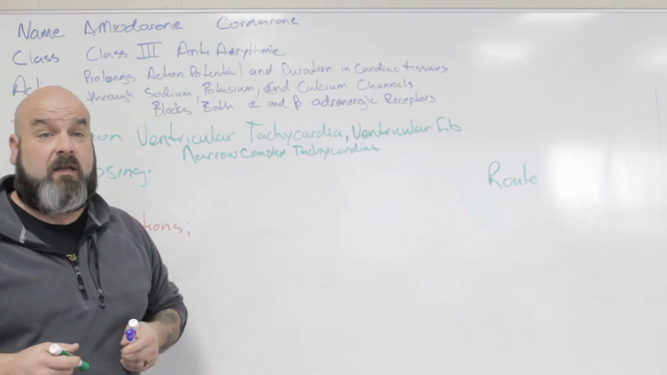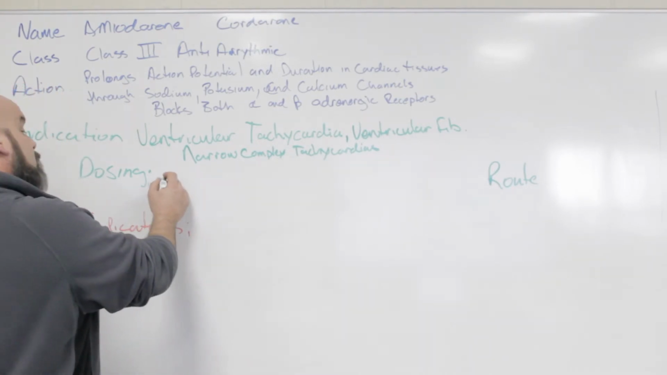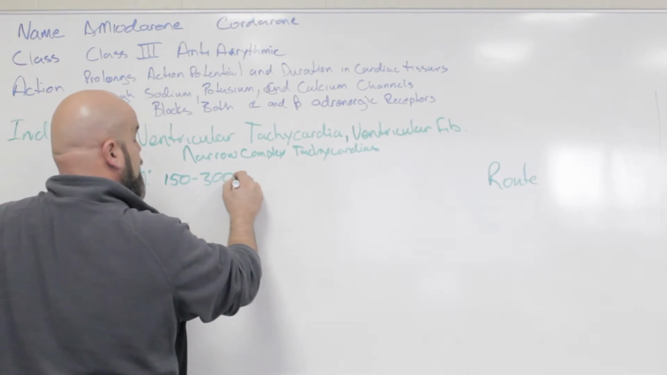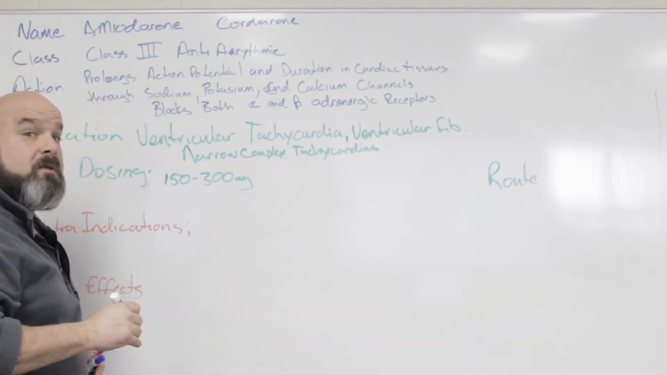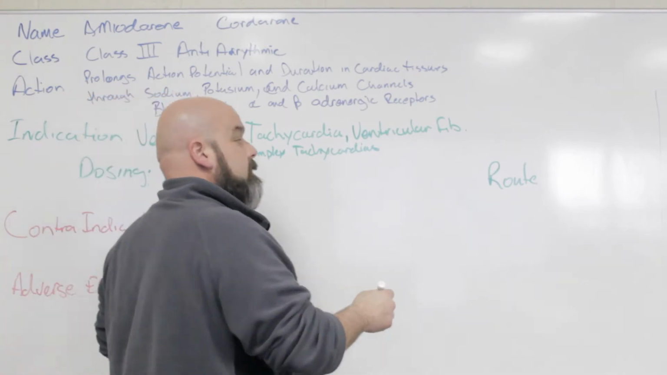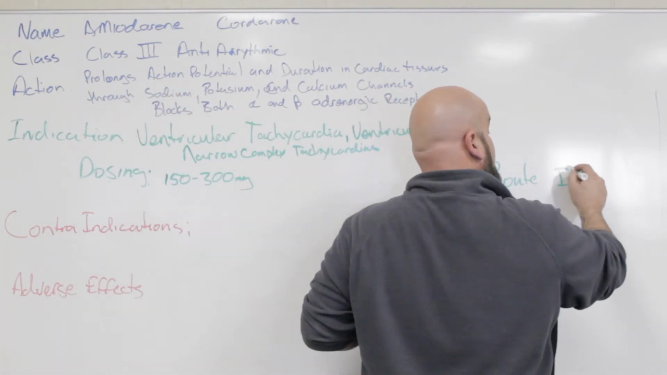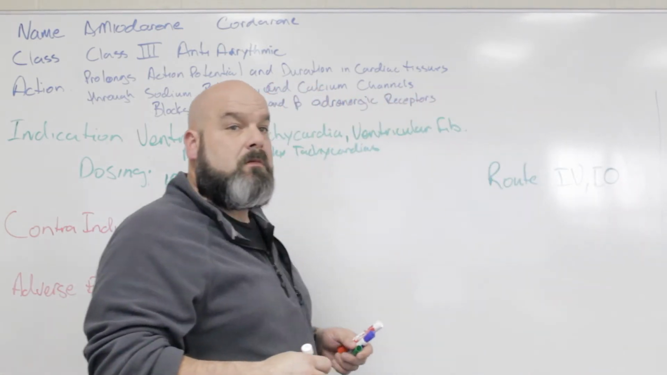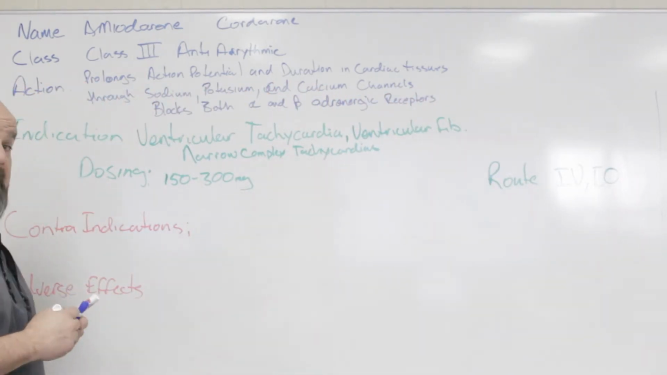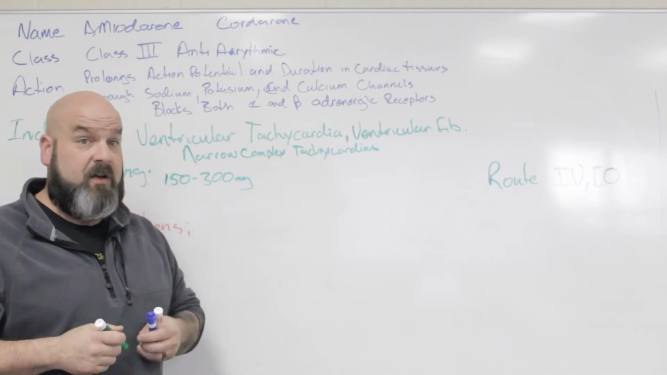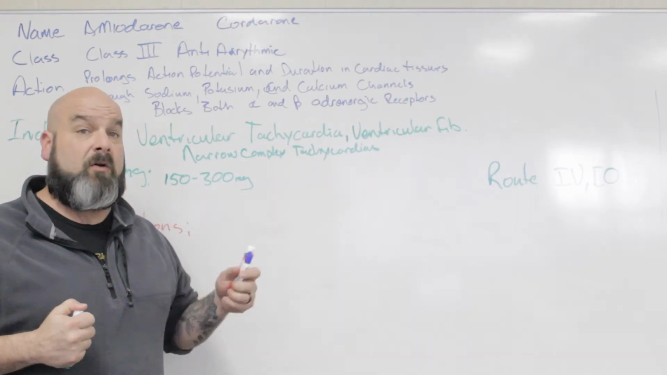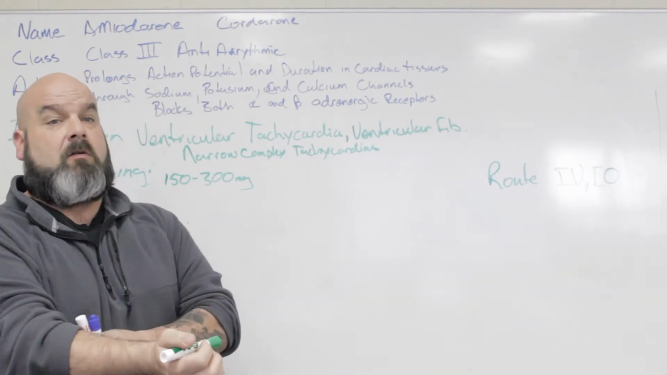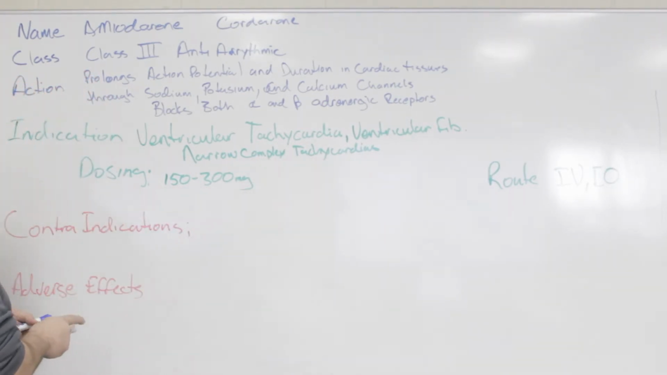What is our dosing? 150 to 300 milligrams. IV, IO. Remember, here, at least in Finney County, if we're running a code, if they're in VFib, they're going to get an IO. Anything you can give through the IV, you can give through the IO. Okay?